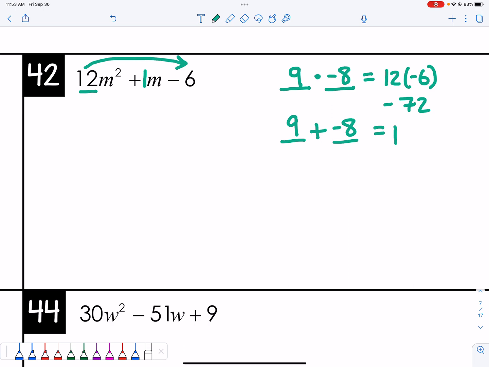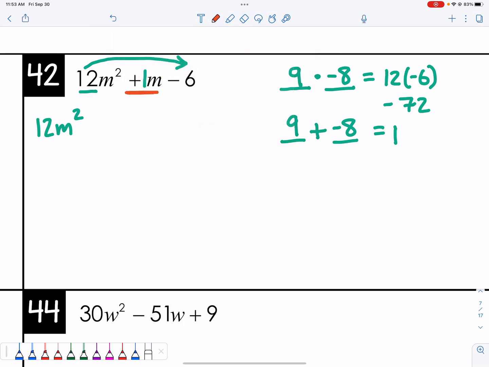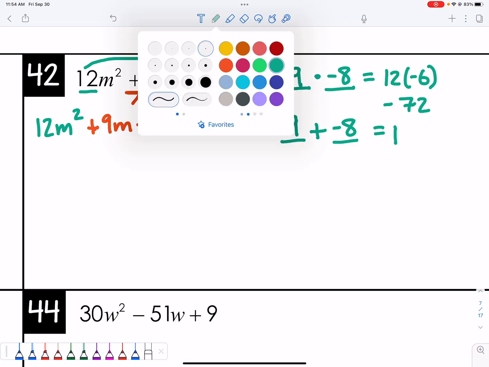So to change this to grouping, you want to write out the first term, so 12m squared, but then in place of that middle term, so it was 1m, but now we're going to put an equivalent to that, which is plus 9m minus 8m. So notice that is still equal to 1m. I haven't really changed what I was given. I changed what it looks like. I've turned a trinomial into 4 terms by replacing the middle term with what would still give me the middle term. But now I can use grouping.